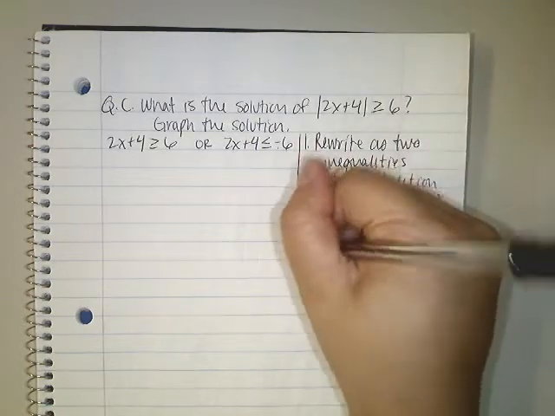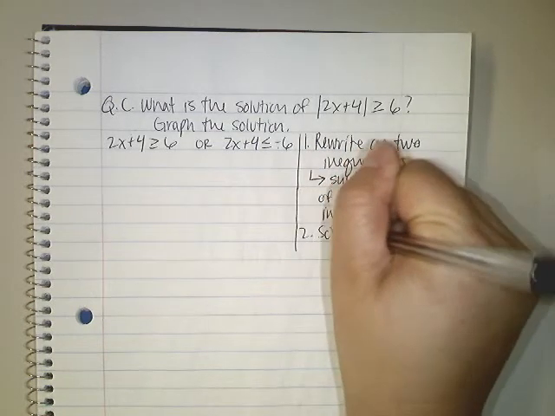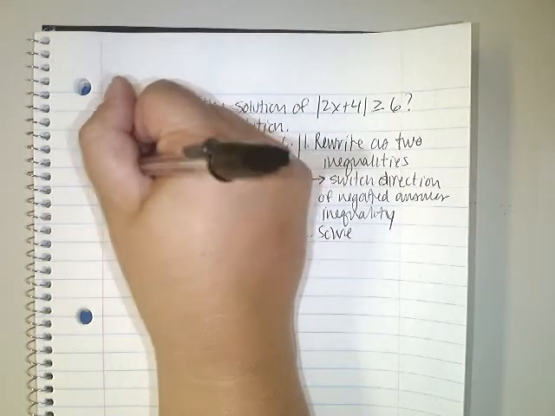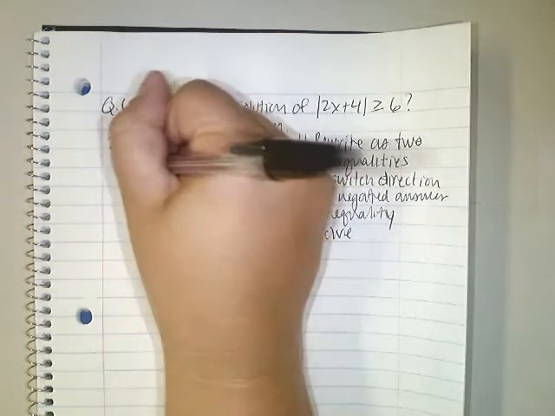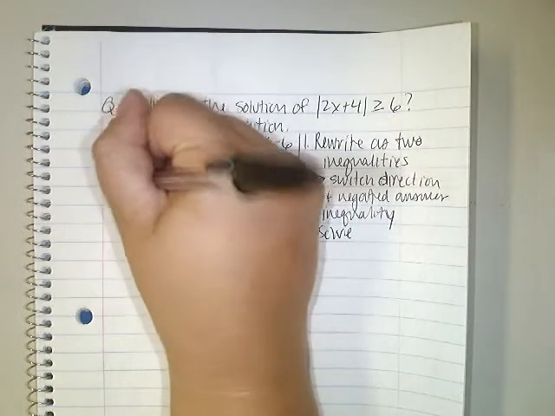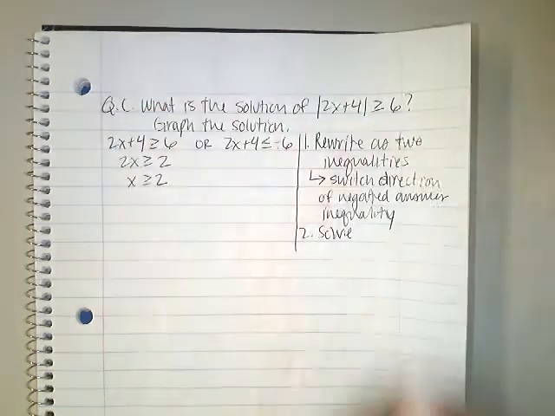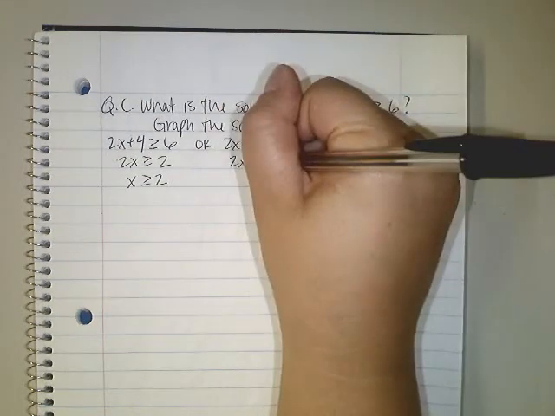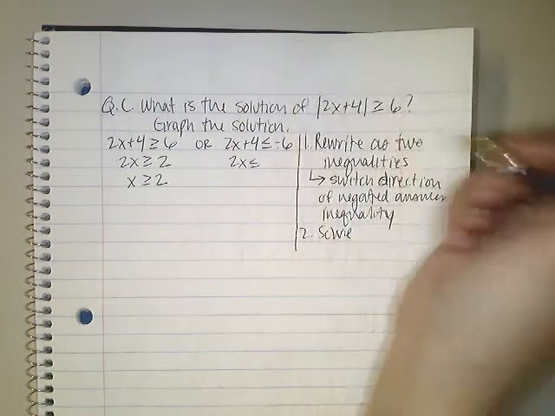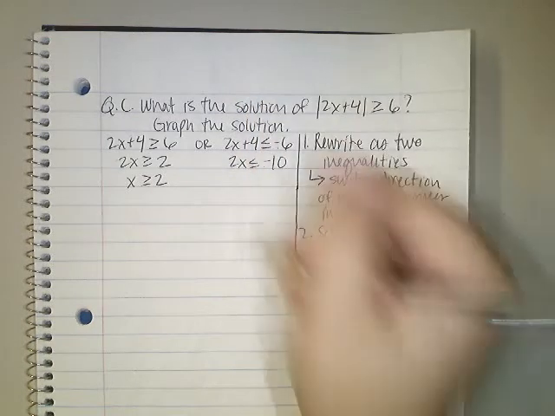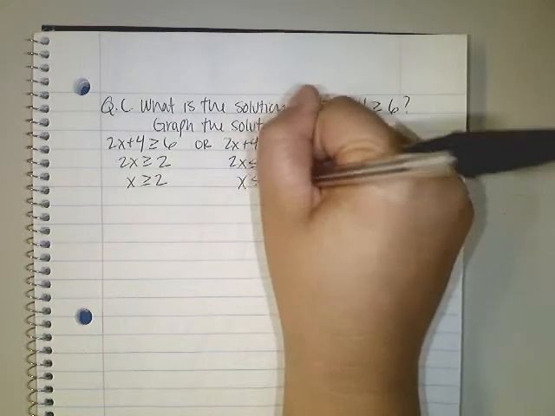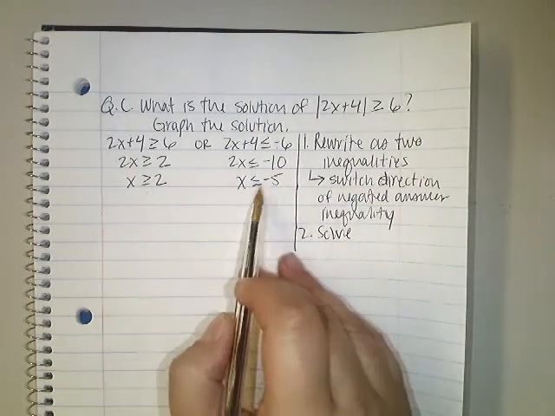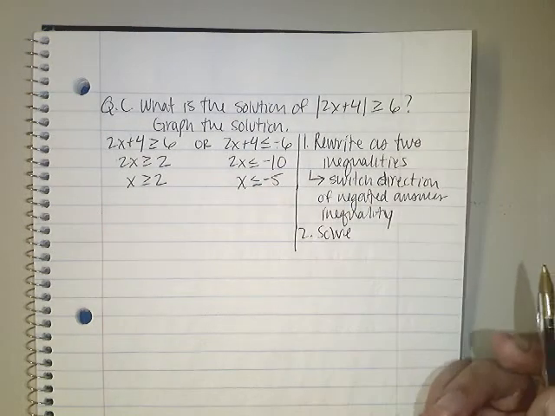Second step, solve. I'm going to subtract 4 from both sides. I get 2x is greater than or equal to 2. I divide both sides by 2, and I get x is greater than or equal to 1. When I solve this side, I have 2x plus 4 is less than or equal to negative 6. When I subtract 4 from both sides, I get negative 10. When I divide both sides by 2, I get negative 5. So I have x is greater than or equal to 1 or less than or equal to negative 5.